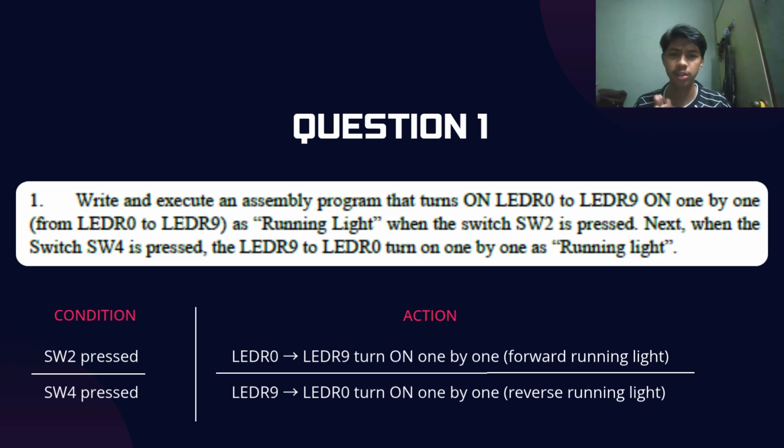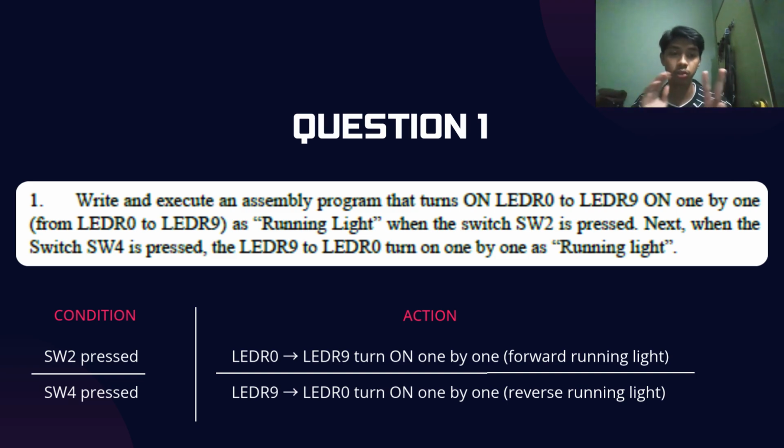So here's our question, which is question 1 we got for this lab. It states to write and execute an assembly program that turns on LED R0 to R9 one by one, from LED R0 to LED R9 as a running light, when the switch SW2 is pressed. Next, when the switch SW4 is pressed, the LED R9 to R0 turn on one by one as a running light. If you guys don't understand the question well, here I have some explanation for you.